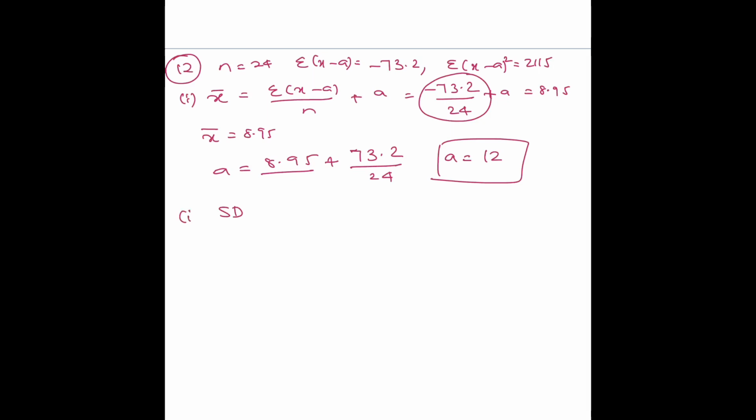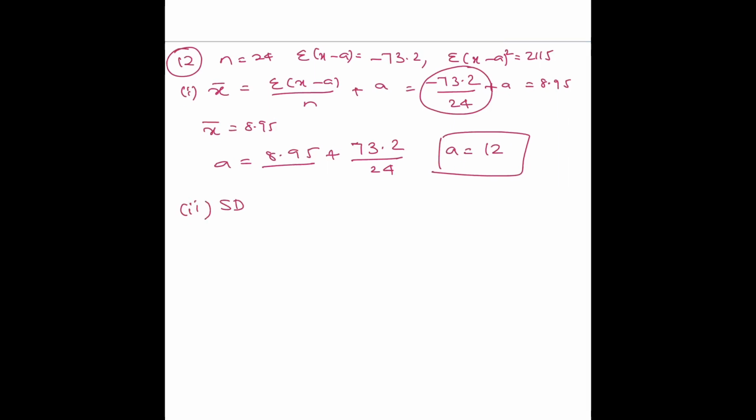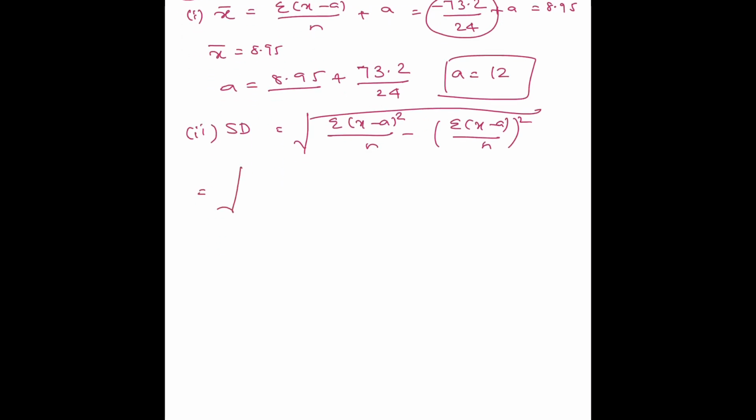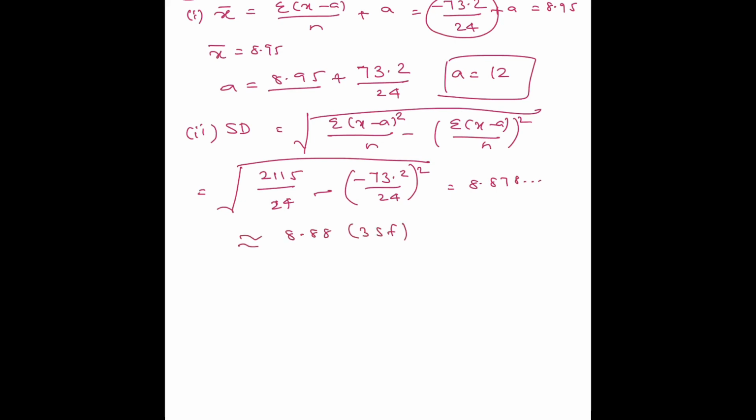That was number 1. Number 2. Find the standard deviation of these values. Standard deviation is square root of sigma (x minus a) squared over n minus (sigma (x minus a) over n) squared. So that's 2115 over n, n is 24, minus (negative 73.2 over 24) squared, and that's 8.878, approximately 8.88 to 3 significant figures.